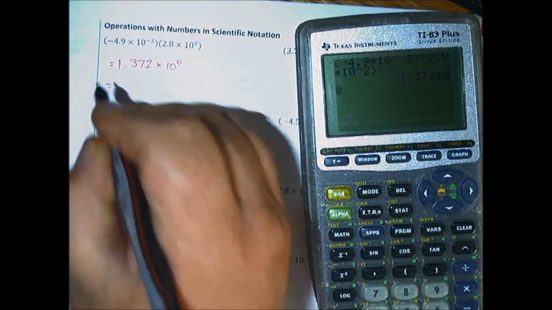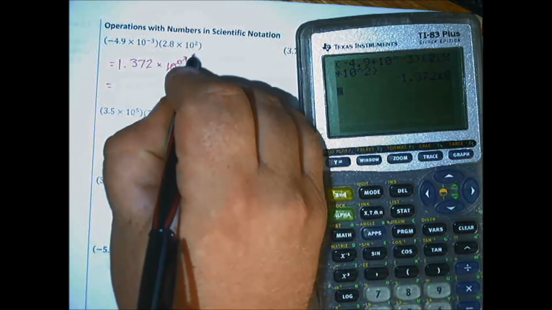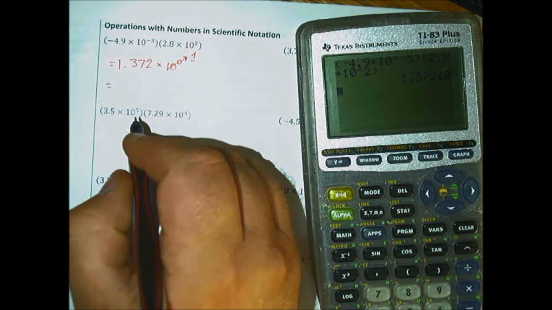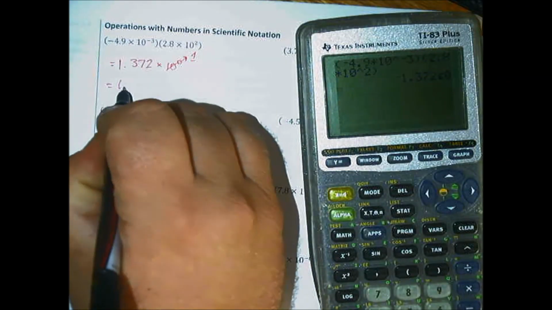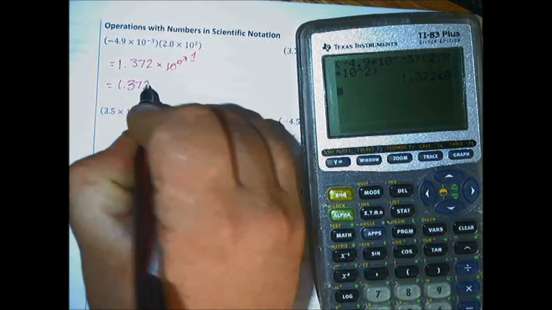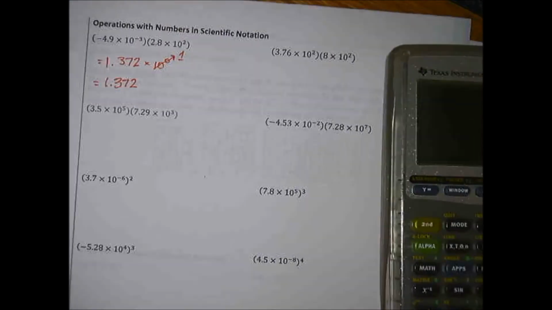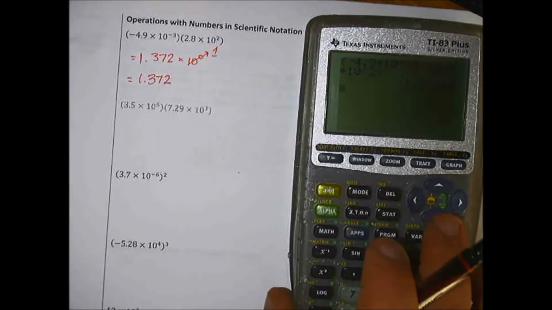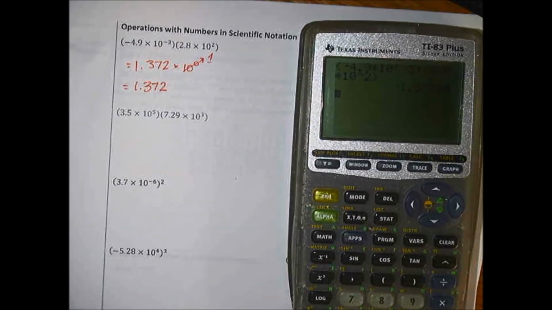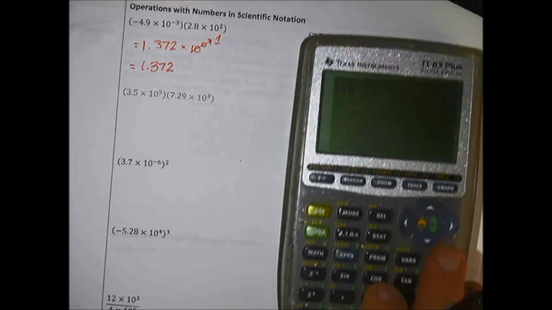Now we can rewrite that because anything to the 0 power is just 1. So I can rewrite that as just the 1.372. That would be like multiplying it by 1, but we don't have to do that. What I'm going to be doing is all the ones on the left-hand side, and I'm going to let you do all the ones on the right-hand side, because that seems pretty fair.